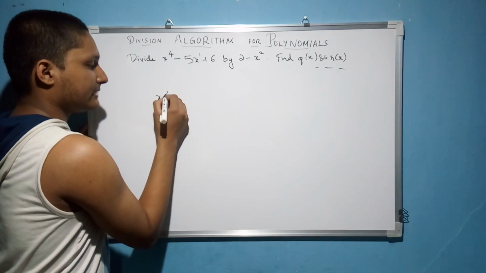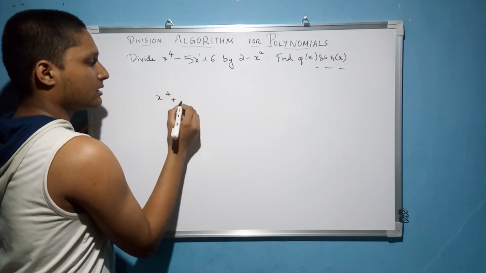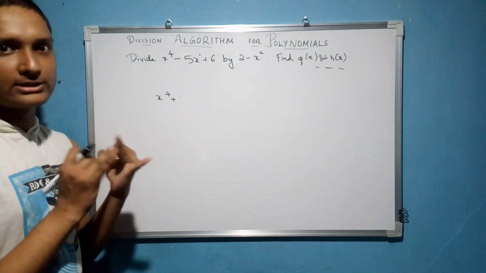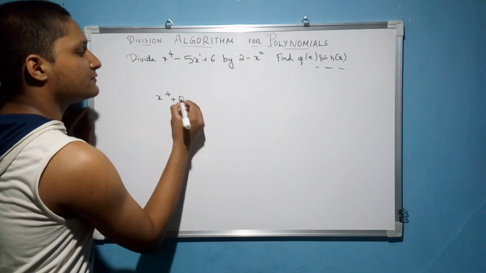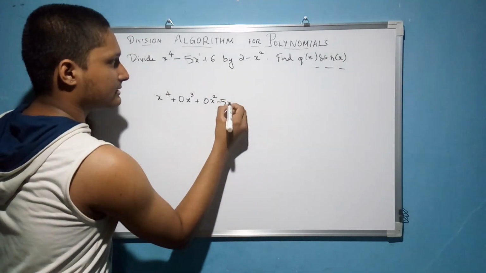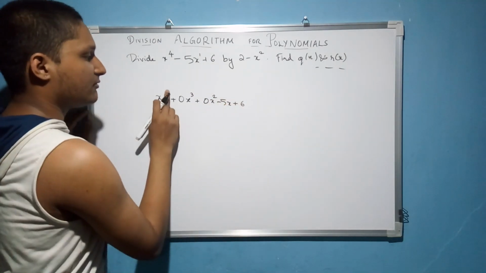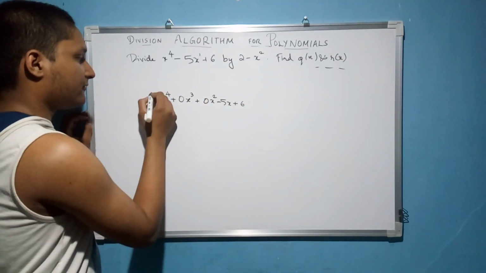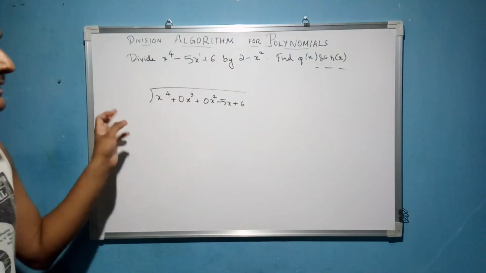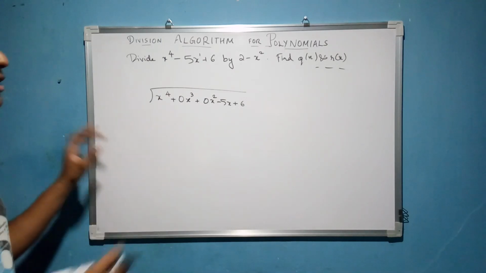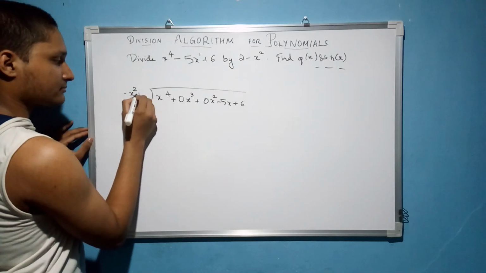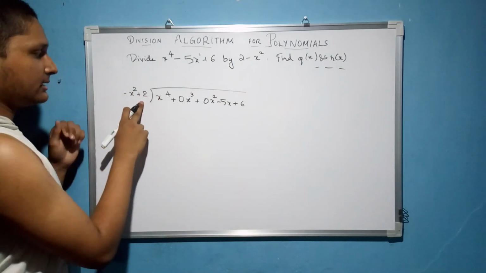Now let me write that x raised to 4 minus 5x plus 6. But still I can find that there are two terms missing, that is the x cube and x square terms. So I need to write that in the form of 0x cube plus 0x square minus 5x plus 6. So it comes to be 4, 3, 2, 1, 0, the degree of that term. I need to divide that by 2 minus x square. Instead of writing 2 minus x square, I'll write it as minus x square plus 2, because I need the first term to be the highest power, and the smaller terms come later. That's how I'm going to use it.